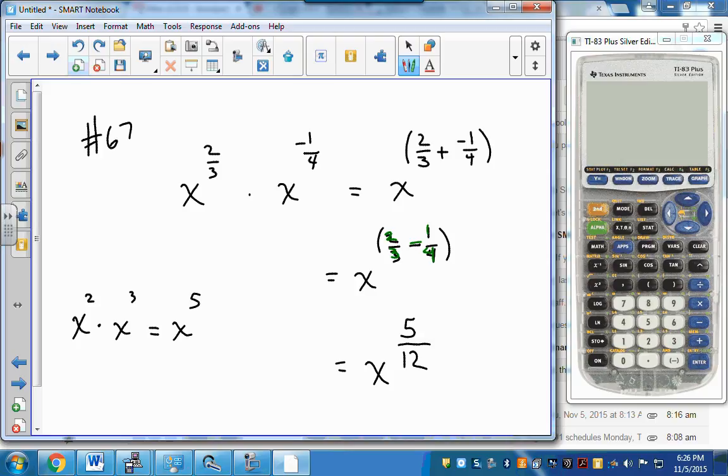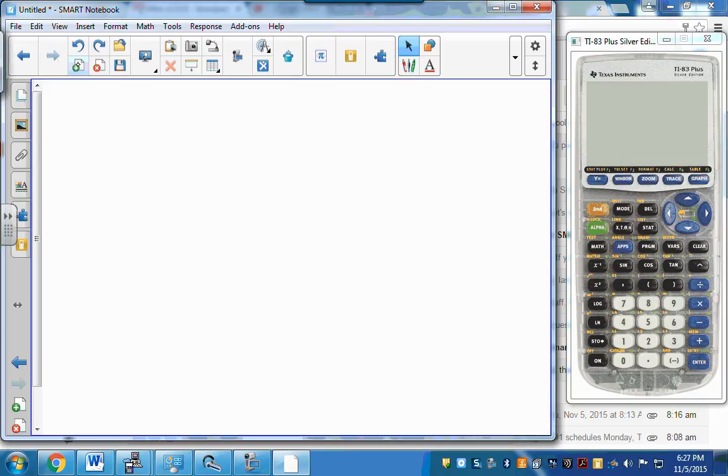Write all answers with positive exponents. So I'm finished. If I wrote this as the 12th root of x to the 5th, it's not a wrong statement, but I haven't followed the directions. The directions said write with positive exponents. You want to stop here. Okay, problem number 73. Charging through these.